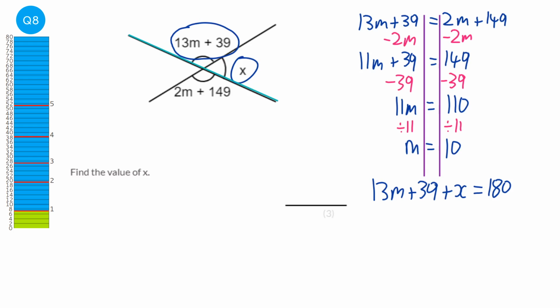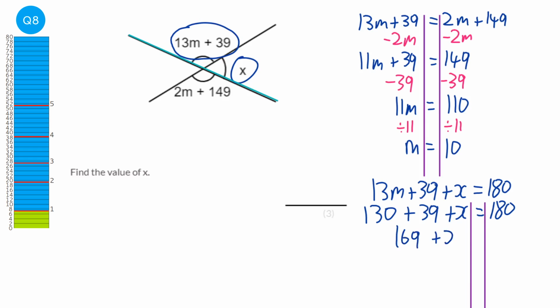So first of all we know what m is, so it'd be 13 times m, which is 130, and then we can solve this. So let's get my solving lines in. And so that's going to be 169 plus x equals 180. And we're going to just take that away from both sides, the 169. So we've got x equals 11. So the value of x will be 11 degrees.